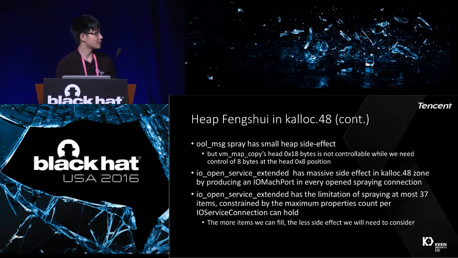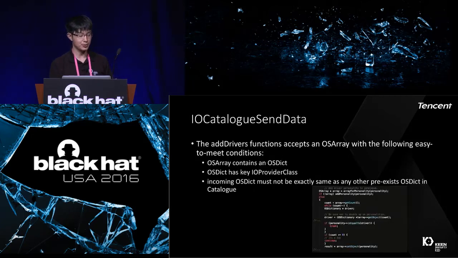But previous methods have their fallbacks. The OOL message spray, which constructs a VMAP copy in the kernel heap, has a head of 0x18 bytes that is not controllable, but we definitely need control of the 8 bytes at the offset position. And the IO open service extended has a massive side effect in this KALLOC 48 zone because it will produce an IO mach port in every opened service connection. So we are presenting a new method called IO catalog send data. I will not talk about the details here, and if you are interested, you can refer to our blog post due to the time limitation.